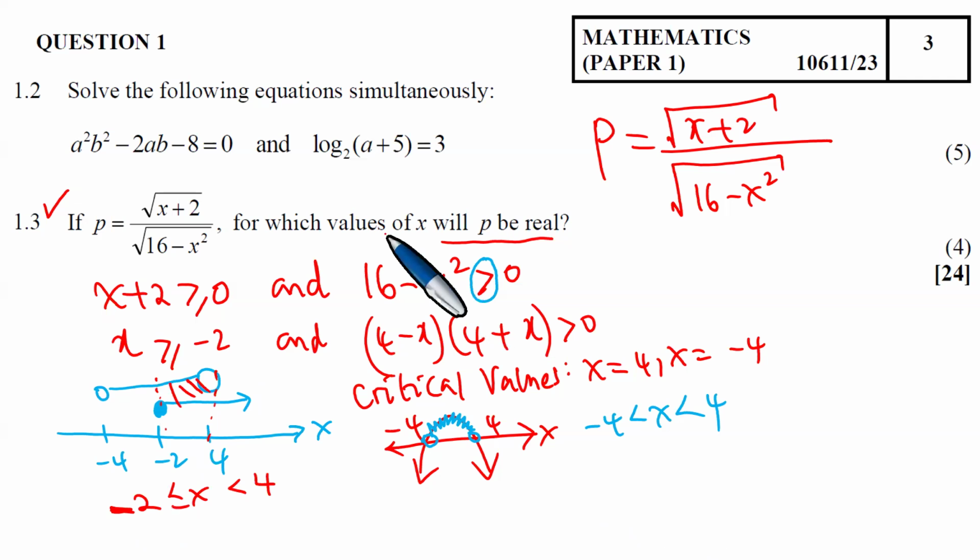So in other words, for which values of x will p be real? Real means that we avoid the denominator being 0. So you need to take 16 minus x squared and make it strictly bigger than 0, but also simultaneously x plus 2 must be greater than or equal to 0. Why? Because we have a square root. The things under the square root must always be greater than or equal to 0.